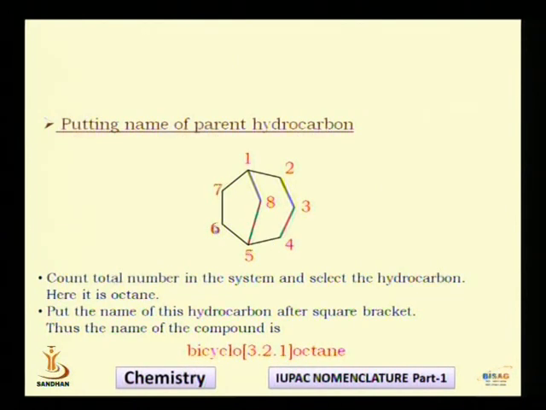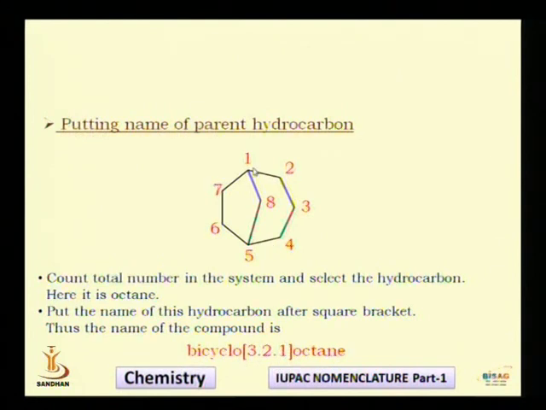Then we counted the number of carbon atoms in the second half of the cycle, that we have written over here. And finally we wrote the number of carbon atoms on the bridge. So I am having 1 carbon atom, and that's why I wrote 1. So we completed the number writing in the square bracket.